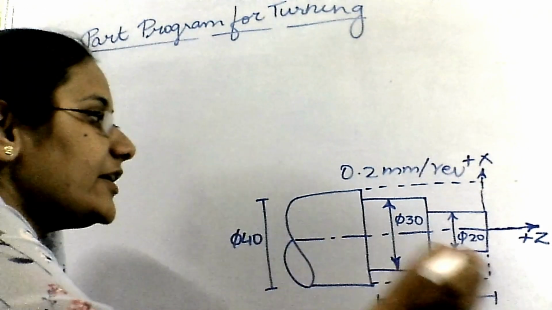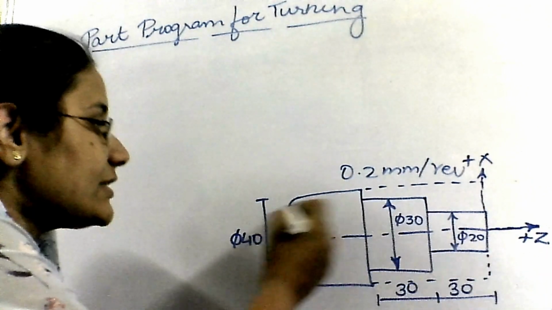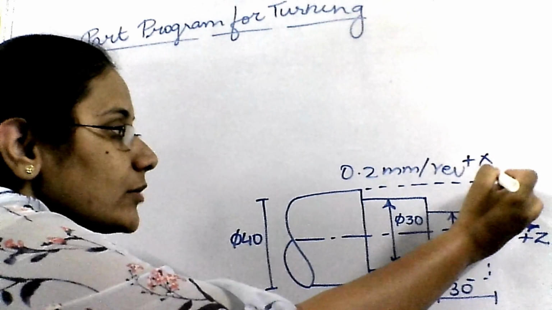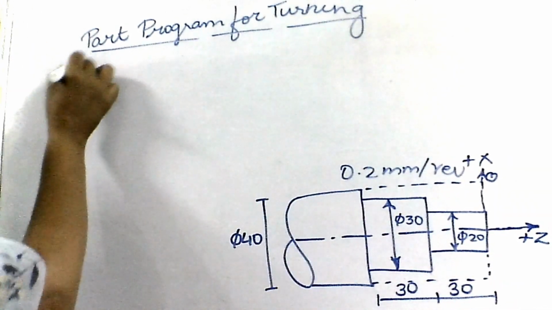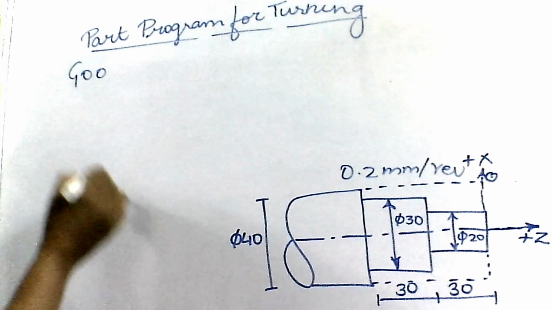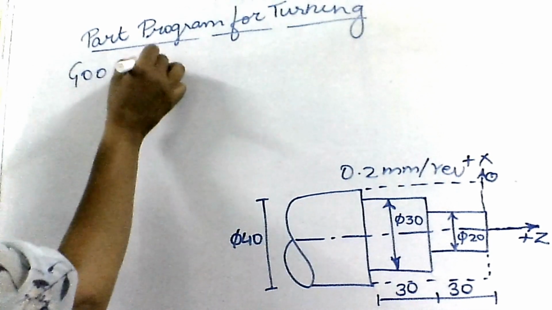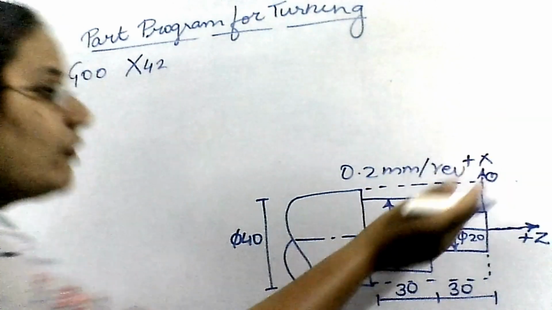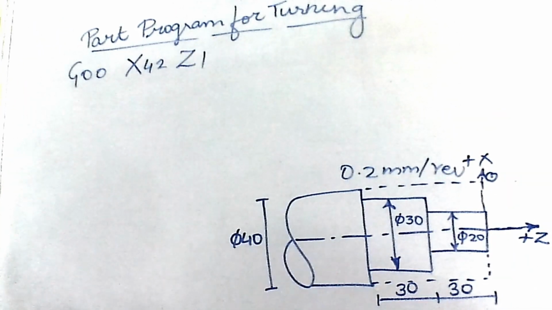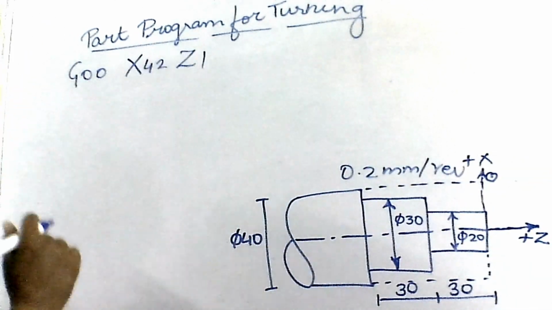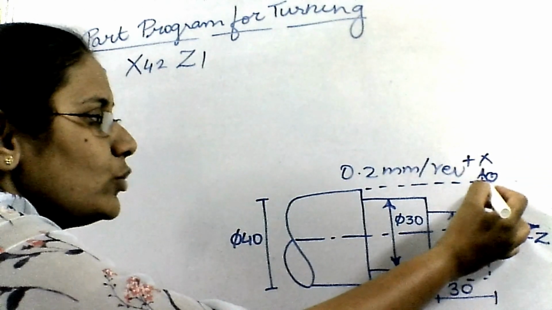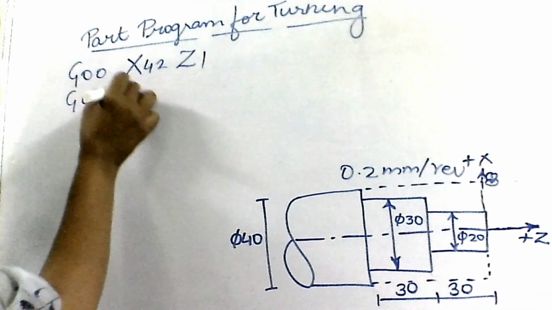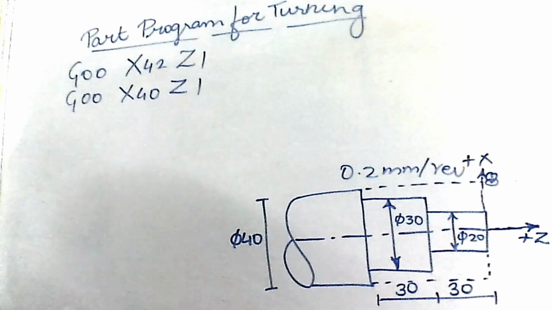Now I will be selecting the initial position of the tool. For that, since the maximum diameter is 40 mm, I will be placing my tool over here. So I will use the code G00, that is rapid tool positioning. Along with that X42, since the maximum diameter is 40, I will be placing it 2 mm above, and Z1. I am 1 mm to the right, so it's Z1. After that, I will place my tool exactly at 40 mm. So it's G00, X40, Z1.